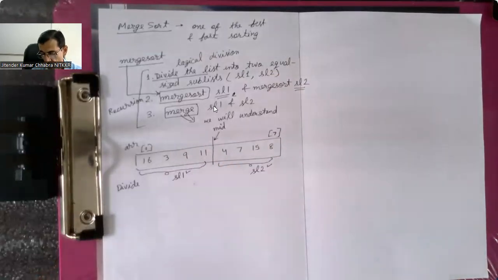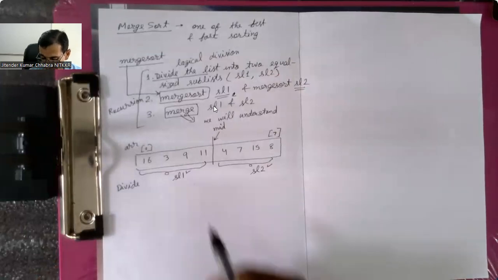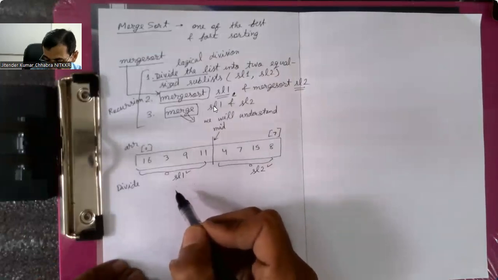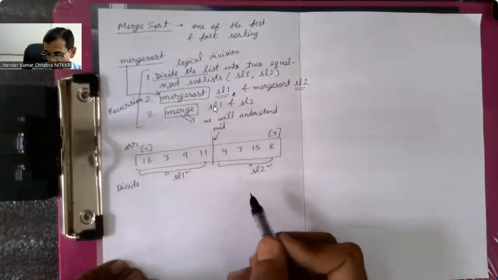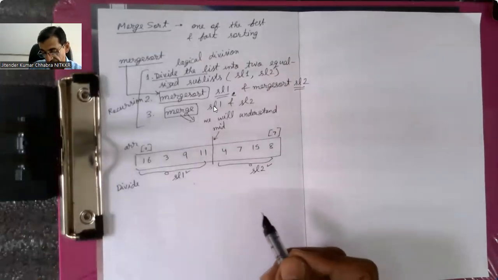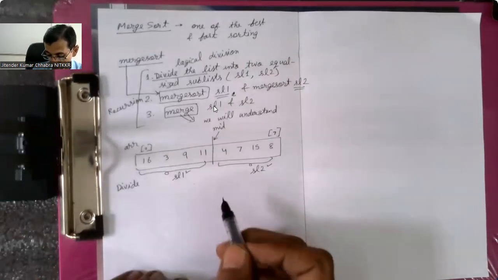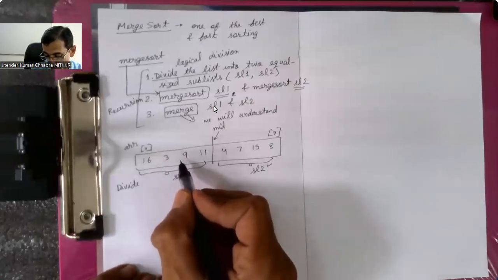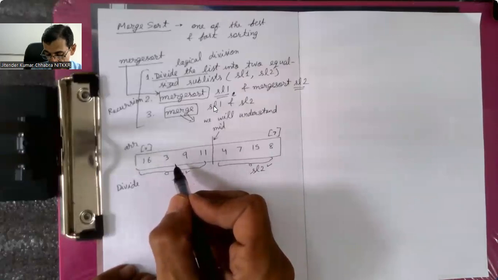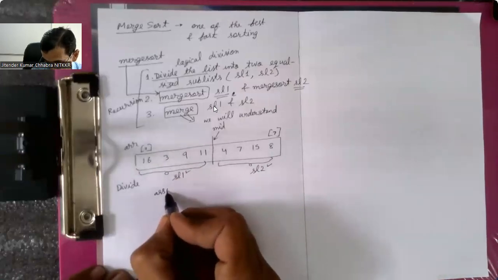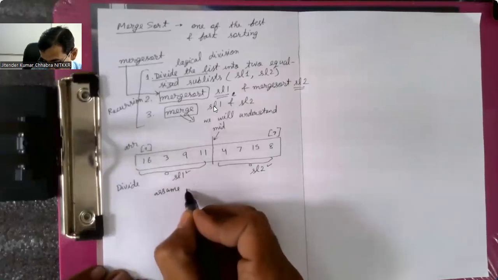If it is an odd number of elements, one of the lists will normally have 1 extra element, and that we usually take into the left sublist, that is sublist 1. If n is even, of course, both will have equal size. So simple. Then comes the second step, merge sort. Merge sort means this list is to be again sorted. The good part about the recursion is, assume they get sorted easily.